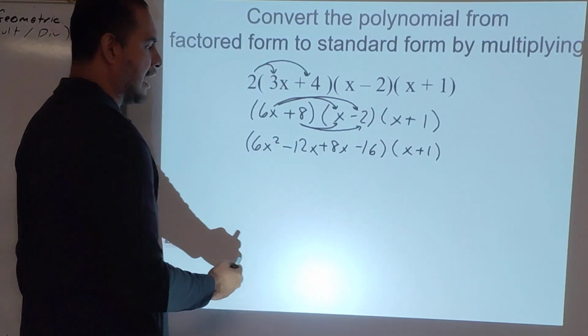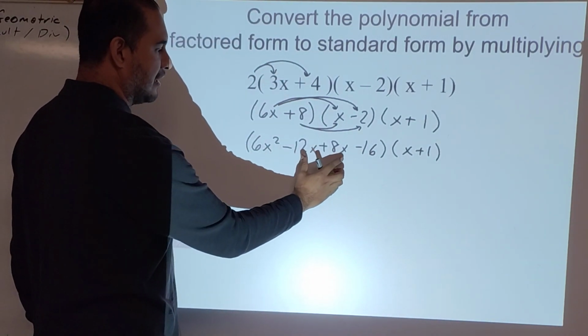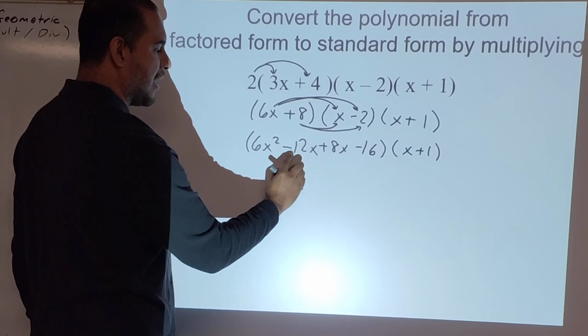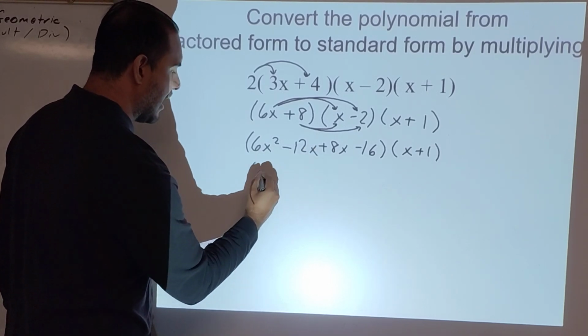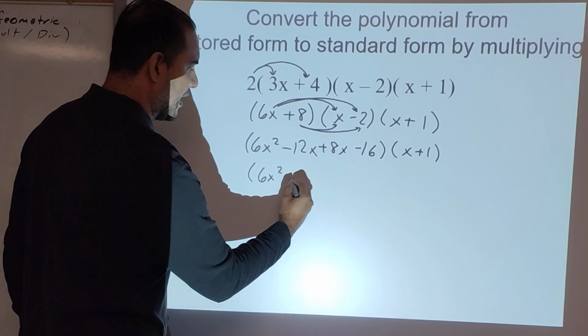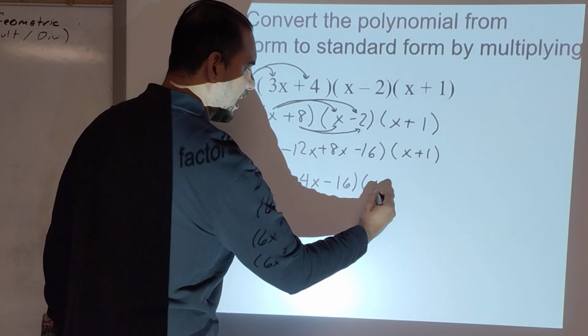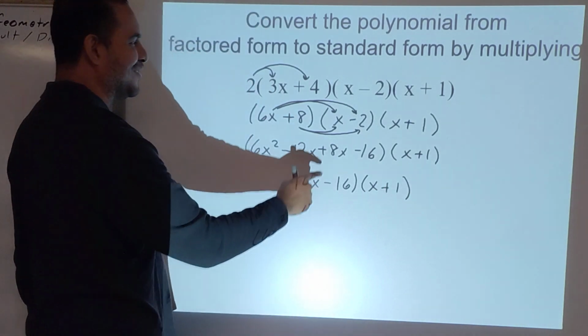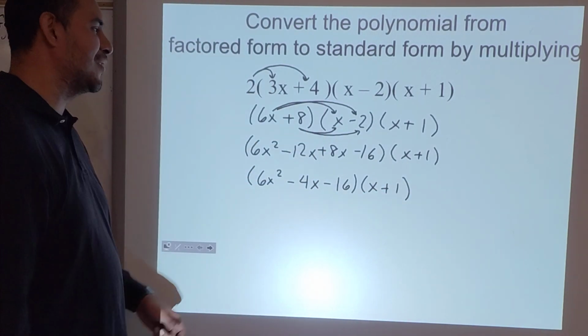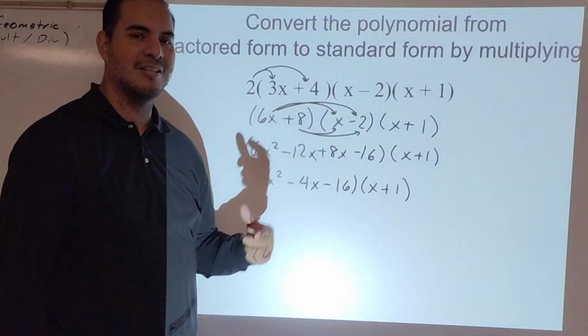Now we have to find any like terms that can be combined. I notice here I have like terms to combine. Negative 12 plus 8. Negative 12 plus 8 is negative 4. Bring down that 16, and done. That was all the work we needed to do just to multiply those two first polynomials, the 6x plus 8 and the x minus 2.